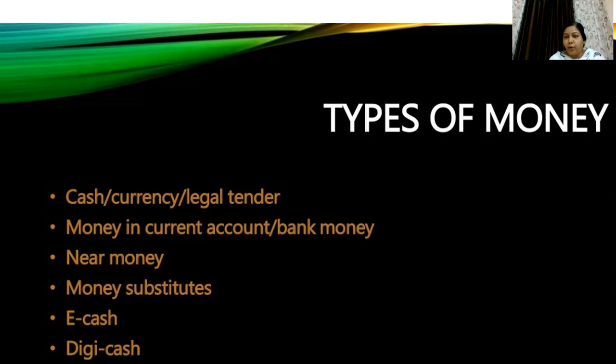Who is the monetary authority in India? Who is issuing the money? RBI. So RBI is issuing the money, and whatever money is issued by the RBI is called legal tender, because it is legal. It cannot be refused by anybody.